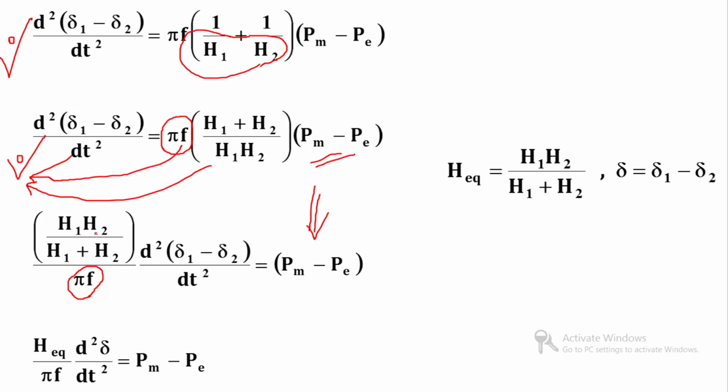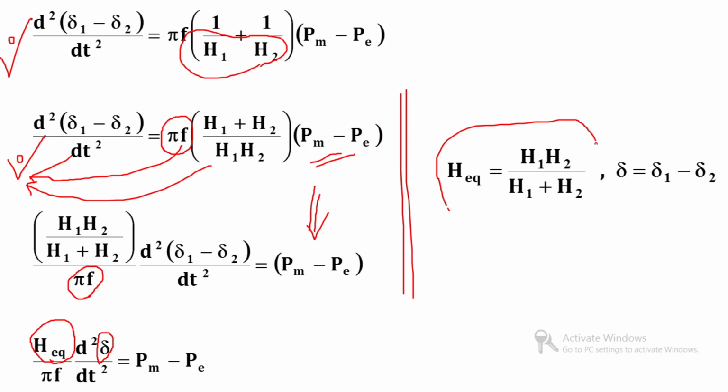So I will take H1 into H2 upon H1 plus H2 as our H equivalent, and delta 1 minus delta 2 I will consider as a single delta. So the equation becomes H equivalent upon pi f, d square delta by dt square, is equal to Pm minus P. So H equivalent is equal to H1 into H2 upon H1 plus H2, and delta 1 minus delta 2 is equal to delta. So this is the standard equivalent swing equation for two machine system, clear?